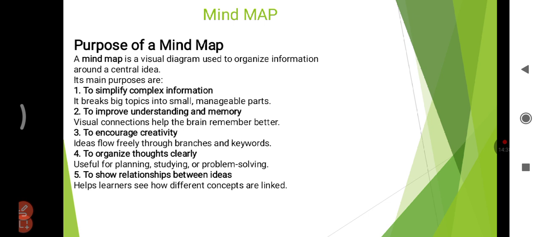Mind map is a visual diagram used to organize information around a central idea. The main purpose of the mind map is to simplify complex information. They improve understanding and memory, encourage creativity, organize thoughts clearly, and show the relationship between ideas.